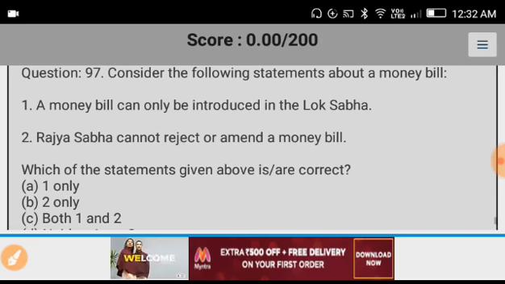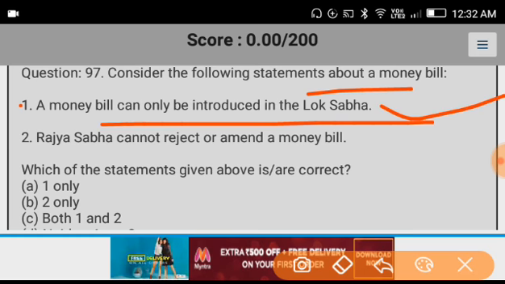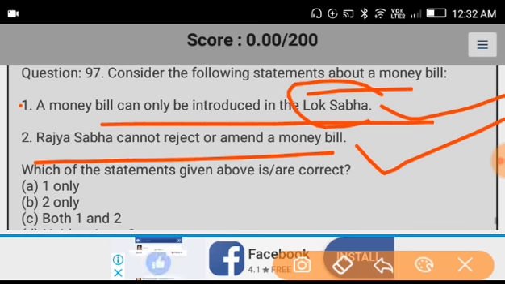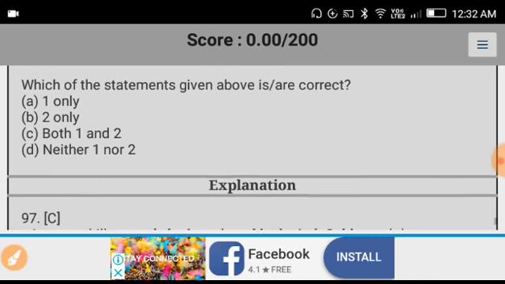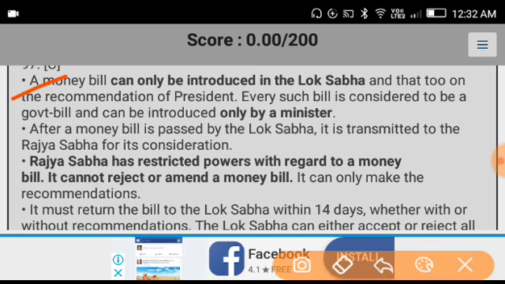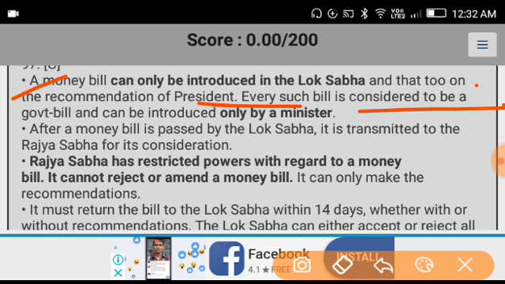So consider the following statements. Which of the following about the money bill? A money bill can only be introduced in the Lok Sabha. It is correct. The Rajya Sabha cannot reject or amend a money bill. So it is correct. So both are correct. A money bill can be introduced in the Lok Sabha, that too on the recommendation of the President. Every such bill is considered to be a government bill and can be introduced only by a minister.